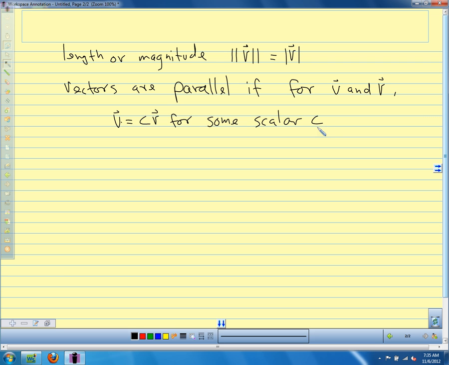So this is how we decide if vectors are parallel. Vectors are parallel if one is a scalar multiple of the other.